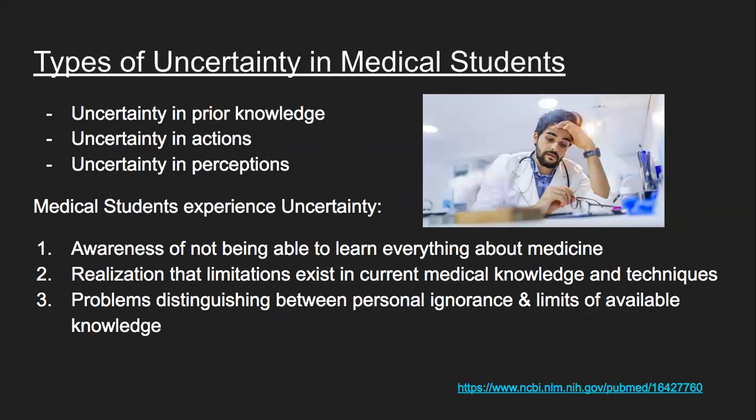Types of uncertainty in medical students. So uncertainty in medical school can be prevalent in prior knowledge, uncertainty in actions, and uncertainty in perceptions. Medical students may experience uncertainty through their awareness of not being able to learn everything about medicine, their realization that limitations do exist in current medical knowledge and techniques, and that problems distinguishing between personal ignorance and limits of available knowledge may be prevalent as well.